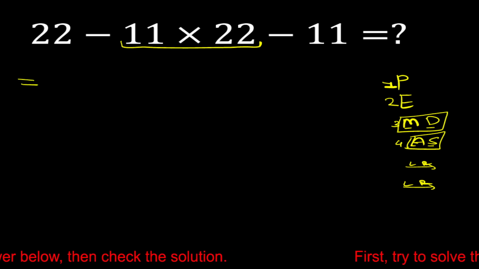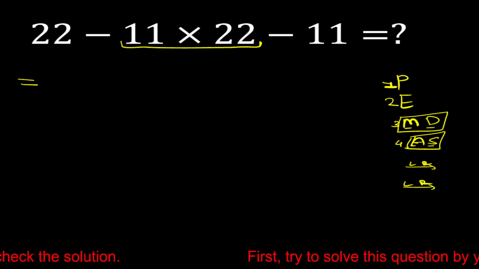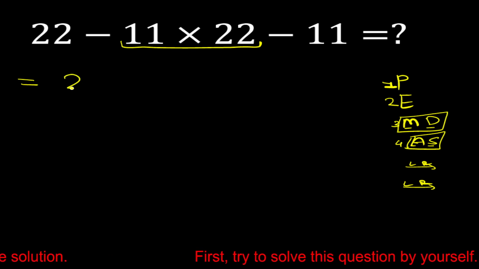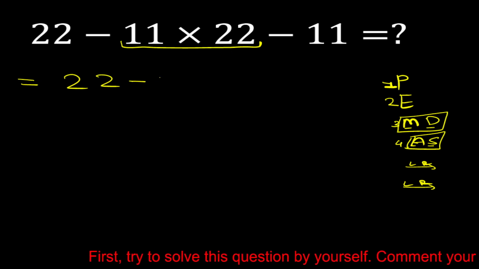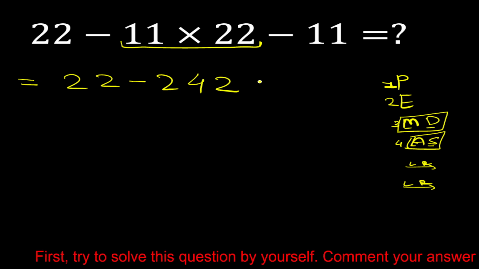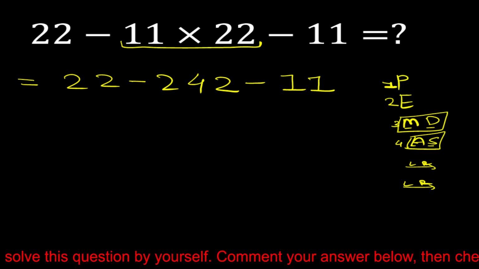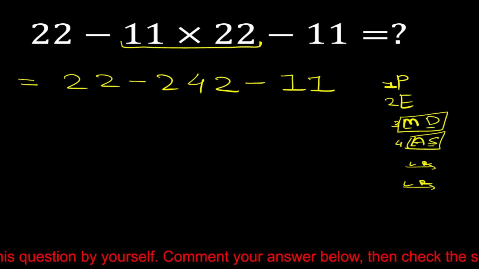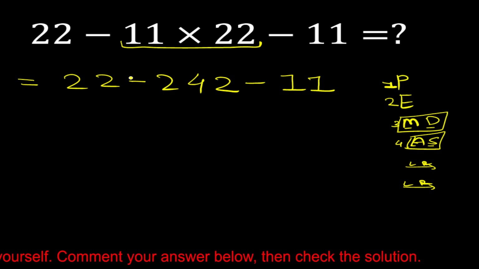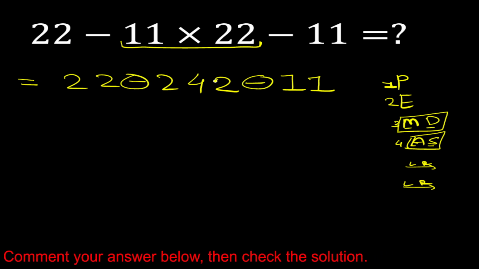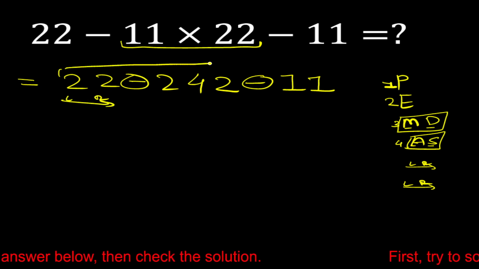Is equal to, so now 22 minus, solve this multiplication, 11 multiply 22 is equal to 242 minus 11. Okay, so now here is only subtraction left. Here is subtraction and here is subtraction, so both have equal priority, so we have to solve it from left to right. So first we have to solve this part.